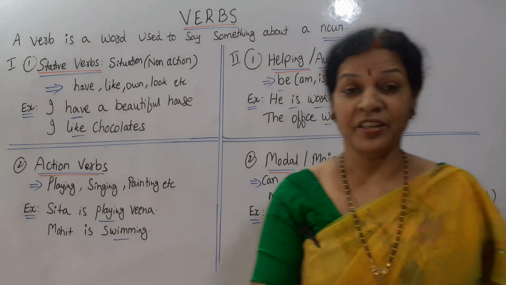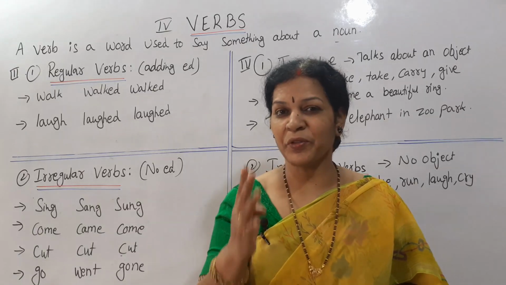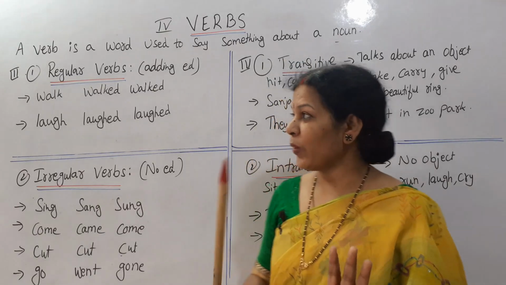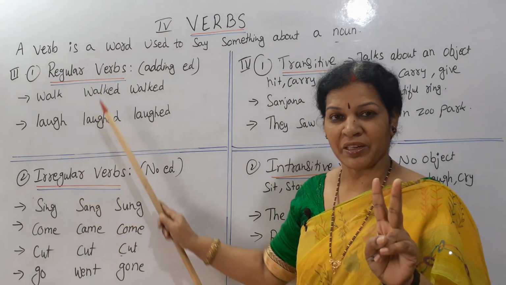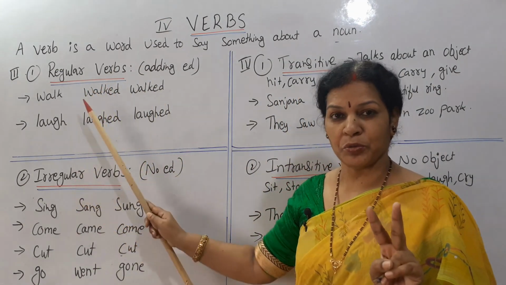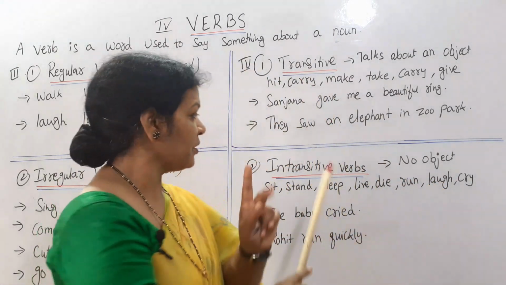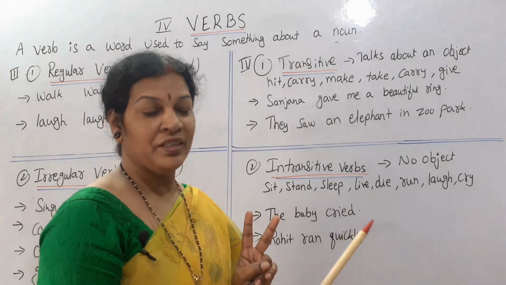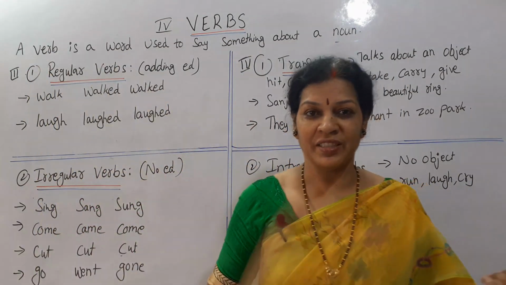In the next slide, we'll discuss four more verbs, the rest of the four types of verbs. One type is regular verbs and irregular verbs. Remember it like this, regular, irregular verbs. Two verbs we got. Another type is transitive verbs, intransitive verbs. Four types we will see now.